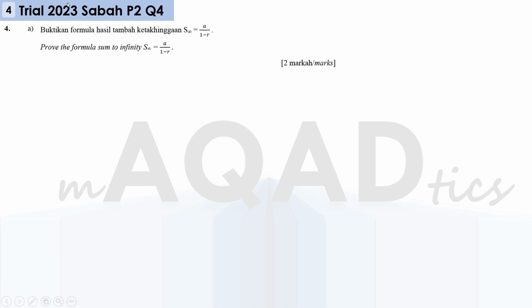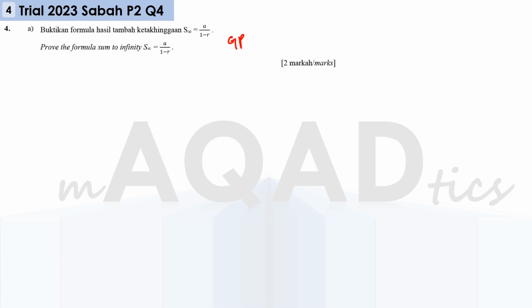For our fourth question, taken from an SPM trial paper, for the first part we need to prove the formula for sum to infinity. Okay, so this is one of the sum formulas for geometric progression, or GP. Before we prove the formula, let's look at the formulas in GP.